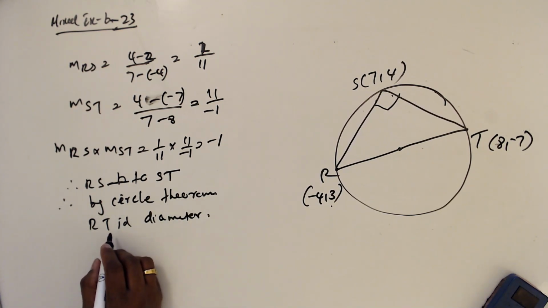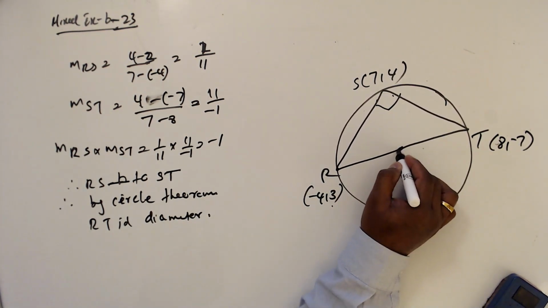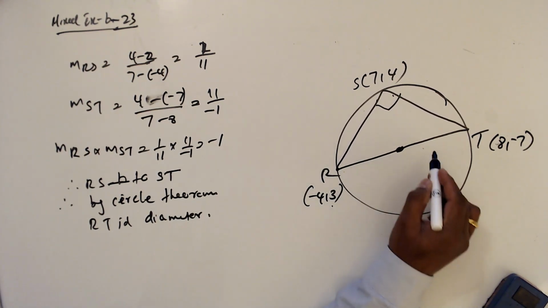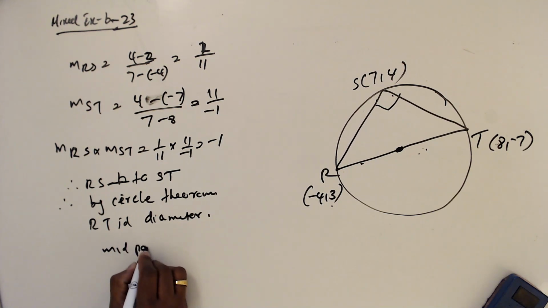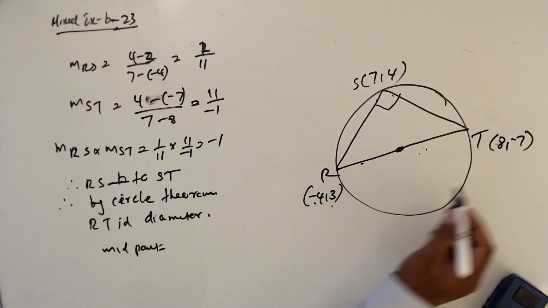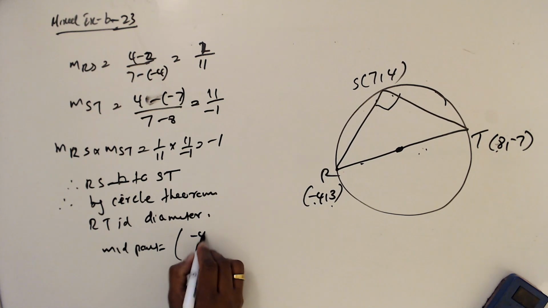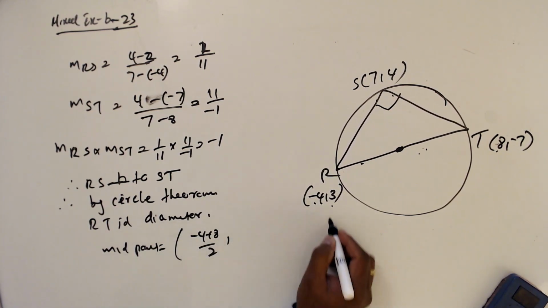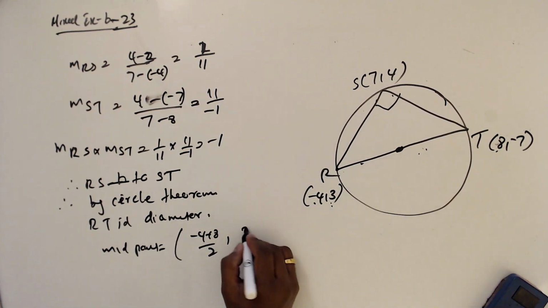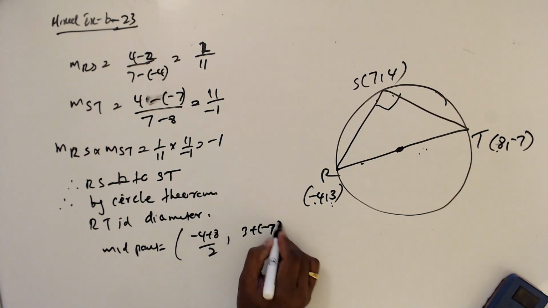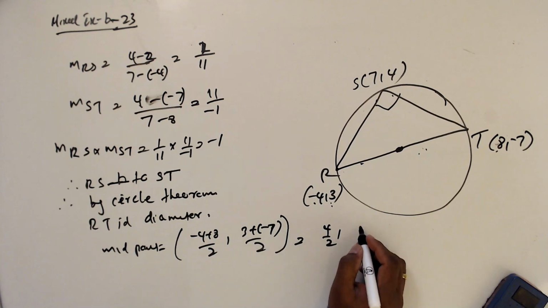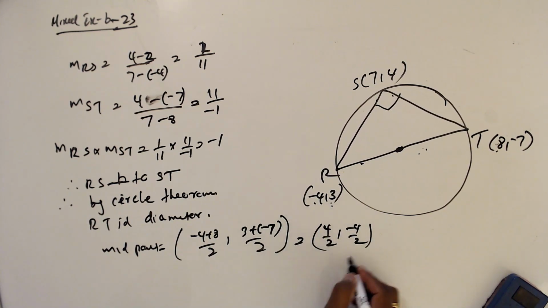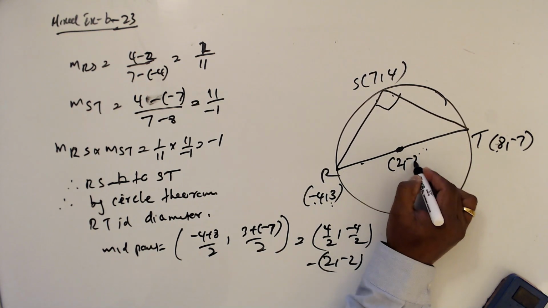Now we want to find the equation of the circle. Now it is normal again, so we have to find the midpoint. Midpoint: x1 plus x2 divided by 2, minus 4 plus 8 divided by 2, and 3 plus minus 7 divided by 2. So this is 4 over 2 and this is minus 4 over 2. This is going to be (2, minus 2).